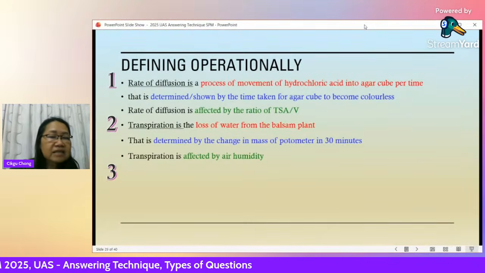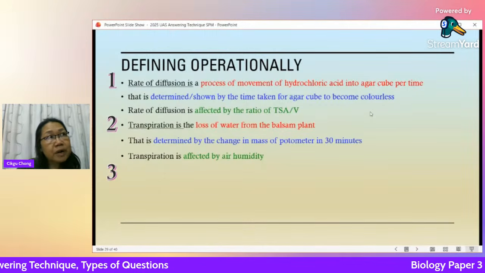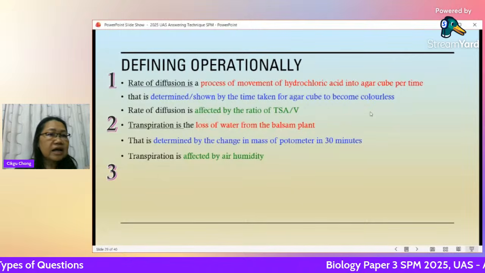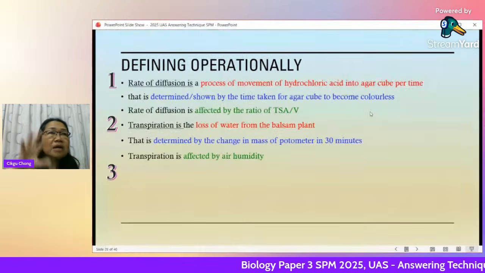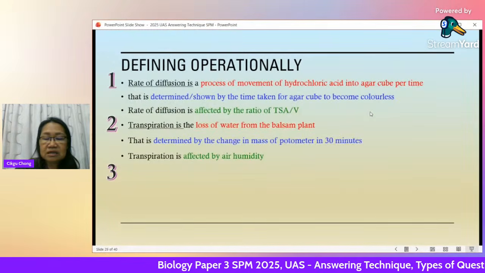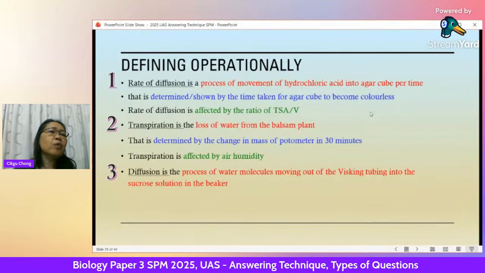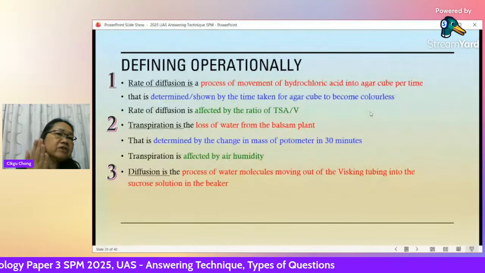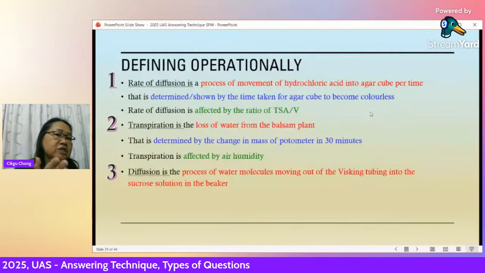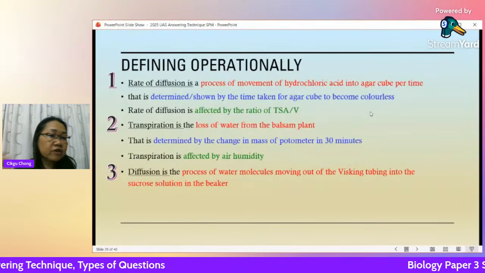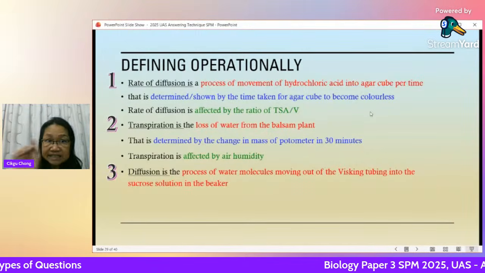Maybe you can understand a bit better. See the experiment set up, then I give you the answer for defining operationally. Maybe you can catch it. Yeah. Diffusion. Okay, what is the operational definition for diffusion?